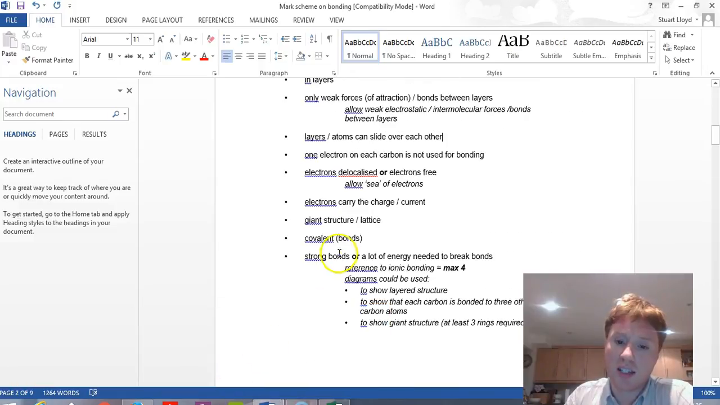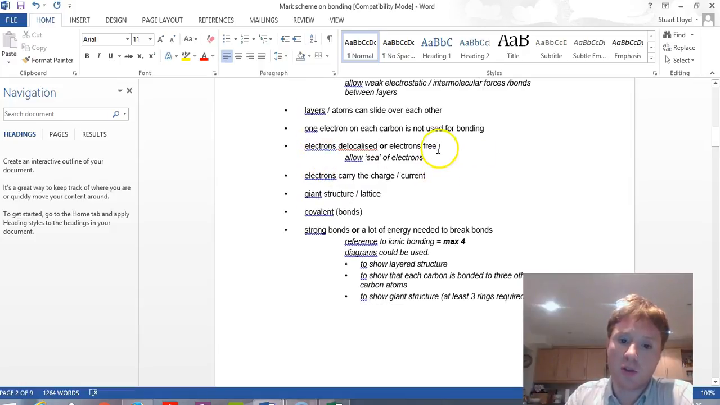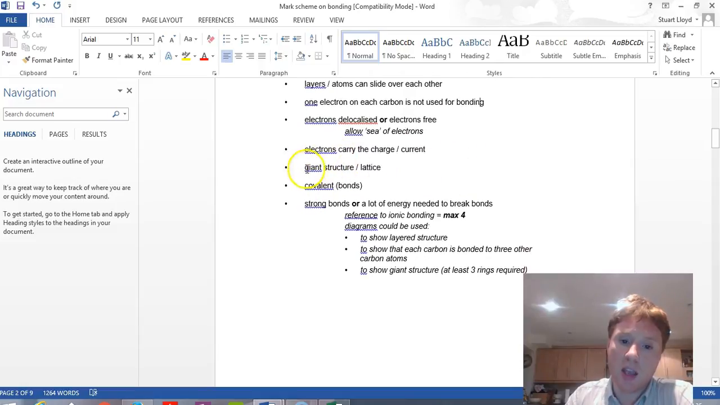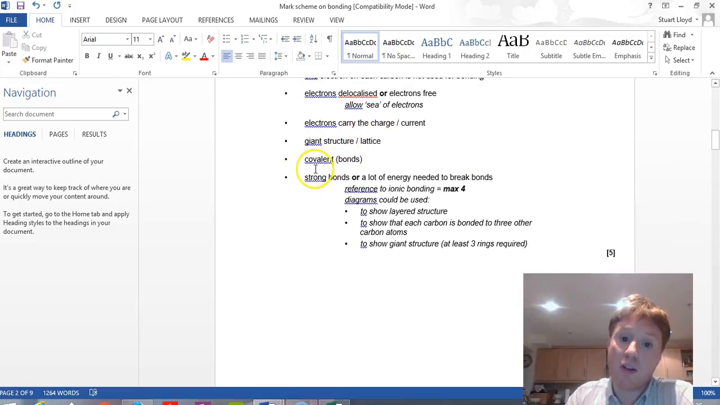So I was just checking to see, it says it's soft and slippery. 1 electron is not used for bonding. The electrons are delocalized. The electrons carry the charge or current. There is a giant structure. There are covalent bonds. The bonds are strong, or a lot of energy is needed to break them.